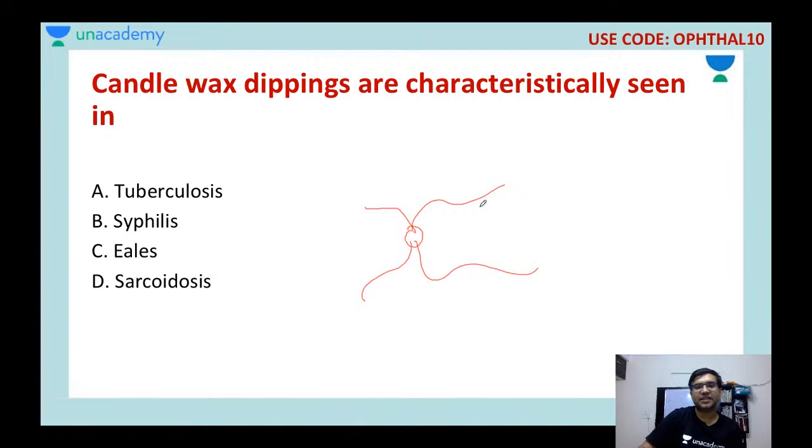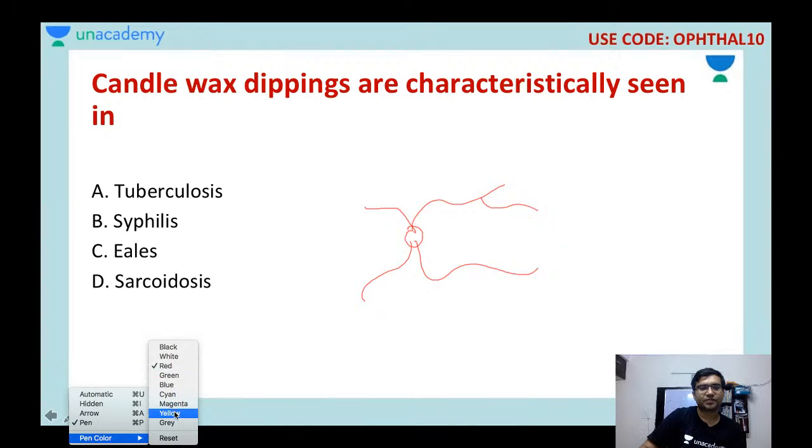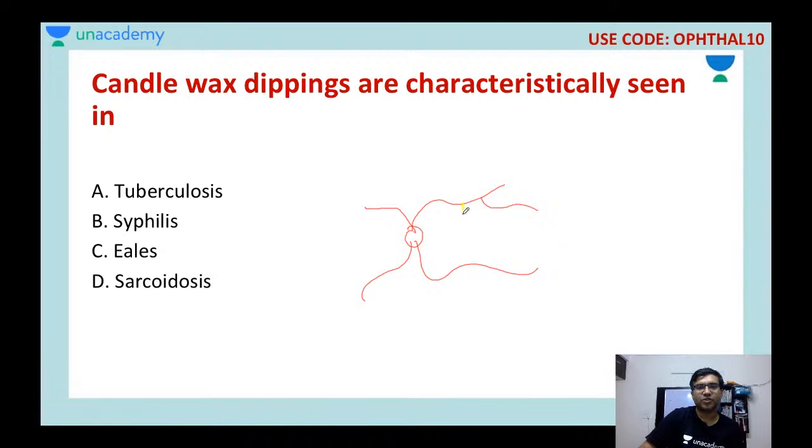This is your eyeball, these are the vessels, and around the vessels what you see is the exudates are releasing like this. Okay, so like around a candle, you have seen a candle, when the wax melts, it pours down from the sides or the edges of the candle. This is called the candle wax dippings. It is basically a characteristic of the patient who is suffering from sarcoidosis.